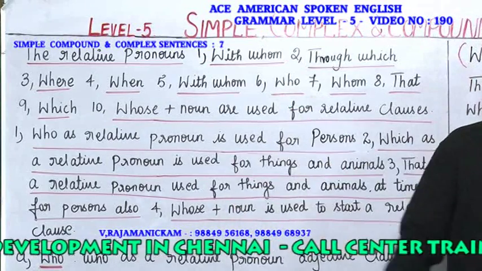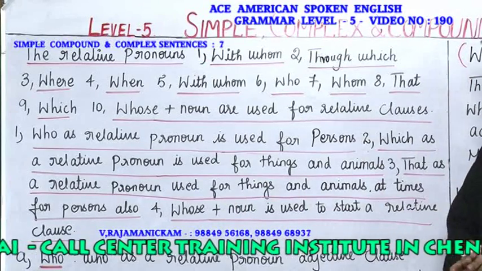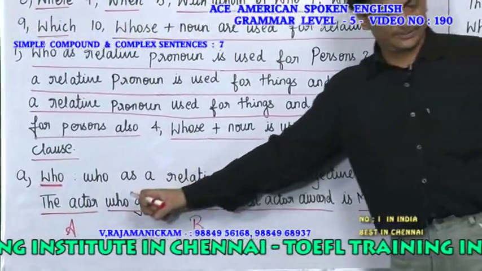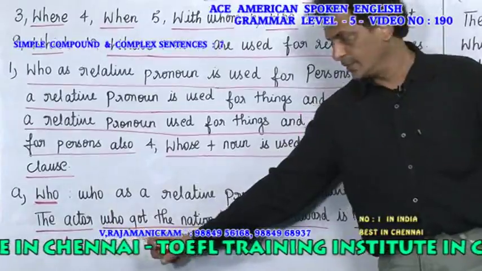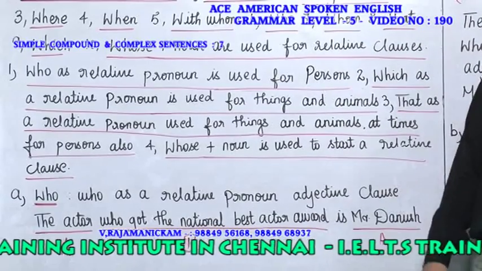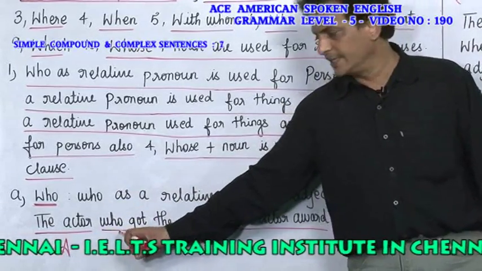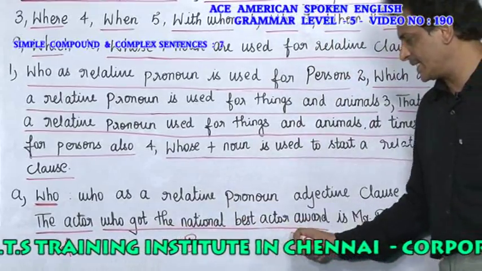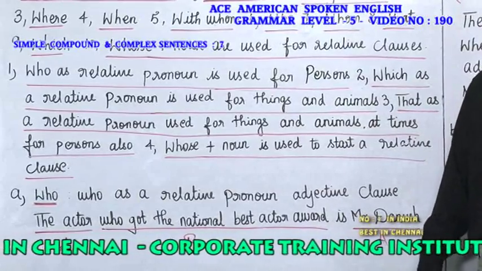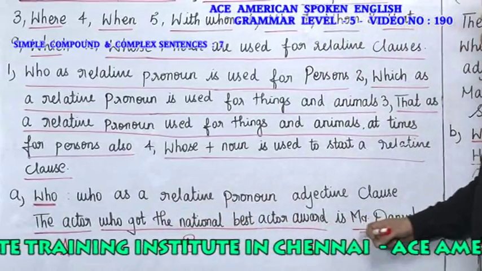Whose plus noun is used to start a relative clause. Say, for example, who as a relative pronoun, adjective clause. The actor. The actor who got the National Best Actor Award is Mr. Dhanush. The actor. You are describing about the actor. Who is the actor? The actor who got the National Best Actor Award. Who stands for what, sir? Who stands for what? The actor. Who is the actor? Mr. Dhanush.